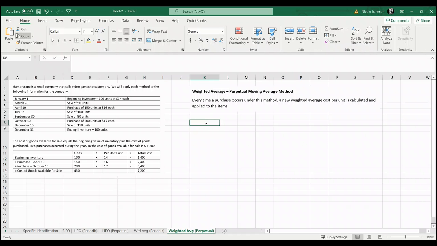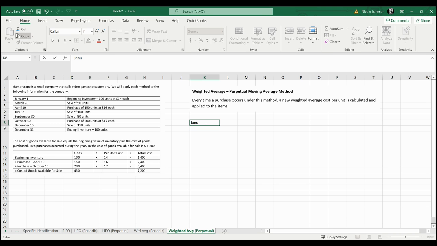In our last assumption, we're going to use weighted average, and we're going to use a perpetual moving average method. With this method, every time a purchase occurs, a new weighted average cost per unit is going to be calculated and applied to these items. So basically, after each purchase, we're going to take the cost of the goods that are currently available for sale and divide it by the number of units currently available for sale. So this is going to adjust each time we make a purchase.